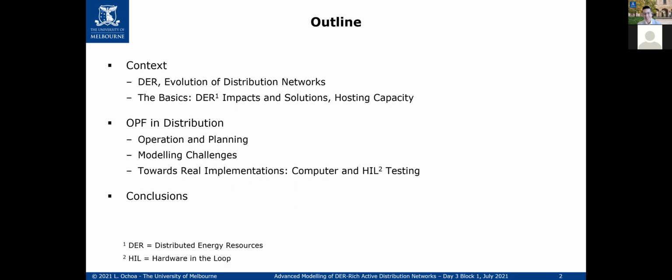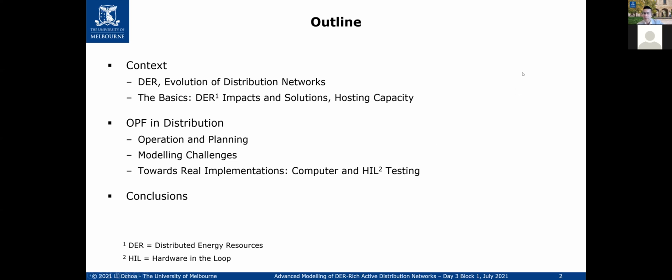The thing is that distribution networks now are having much more than just loads. The networks are already struggling with all the technologies being connected to them, particularly at the very low voltage levels. And this is pushing an evolution, and we're going to discuss a little bit about that. That's why now all the smartness has to go to distribution. We're going to discuss the impacts of distributed resources.